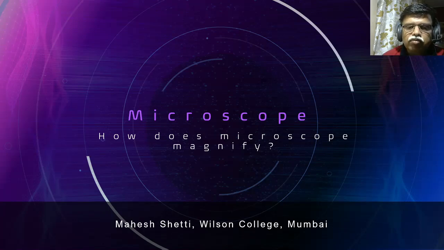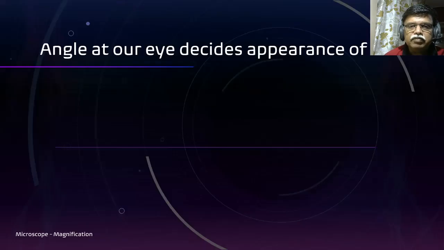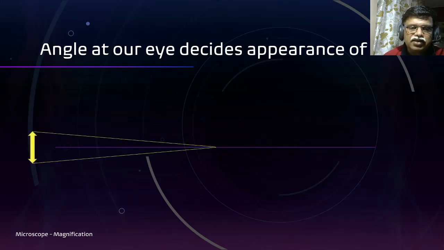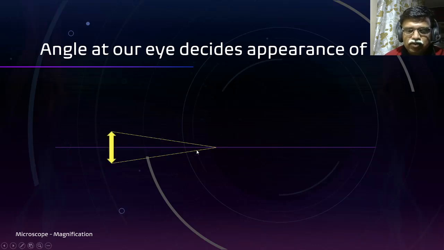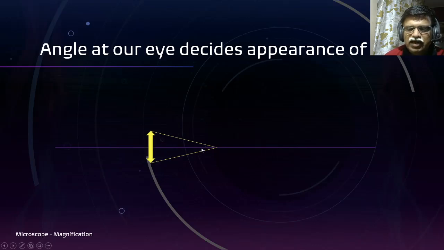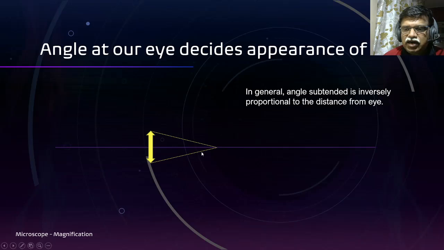Let us look at how a microscope magnifies. The angle at our eye decides the apparent size. So if the object is say over here, it is going to make some angle. If the object comes closer, the angle increases. If the object comes even closer, the angle increases further, and if it is very close, the angle can be very large. In general, the angle subtended is inversely proportional to the distance from the eye.